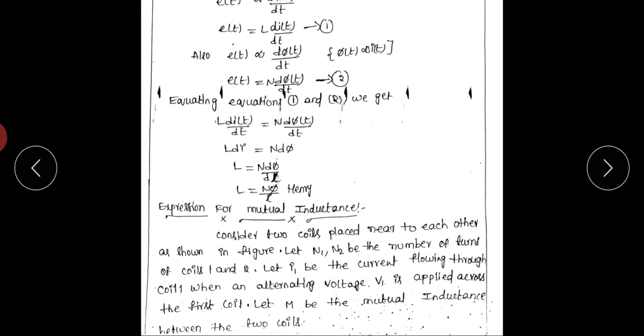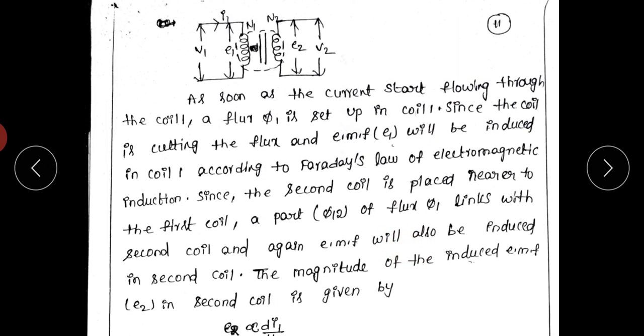So let N1, N2 be the number of turns of coil 1 and 2. Let I1 be the current flowing in coil 1 when alternating voltage V1 is applied across the first coil. Let M be the mutual inductance between the two coils. Generally, mutual inductance is present.